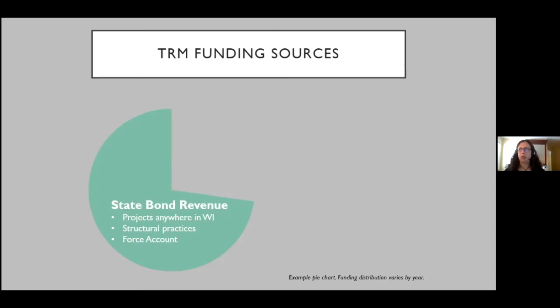And you can see from this pie chart that the green part of the funding, representing the bond revenue, comprises almost 3/4 of the overall program budget. And this is just a typical year of program budget. These aren't exact numbers here.